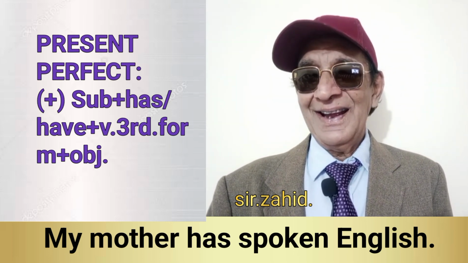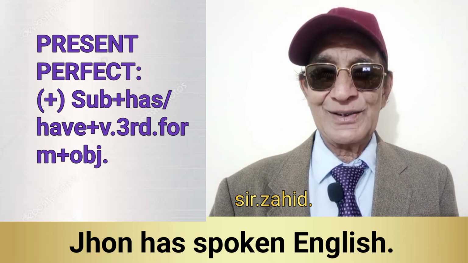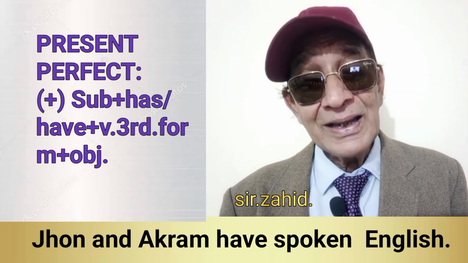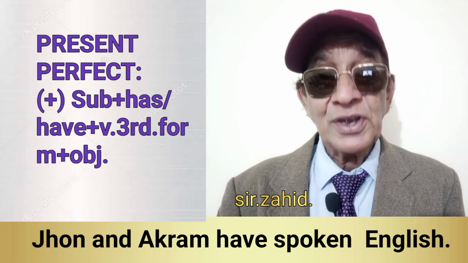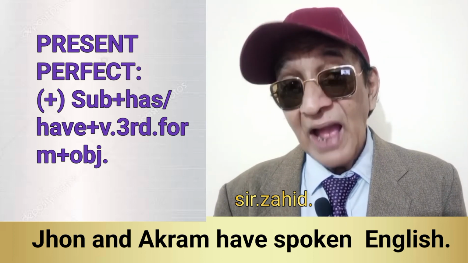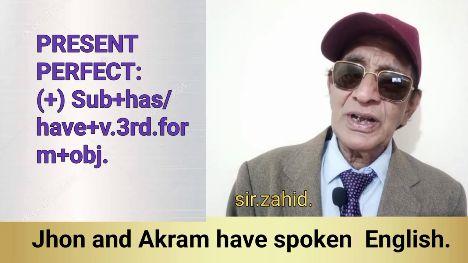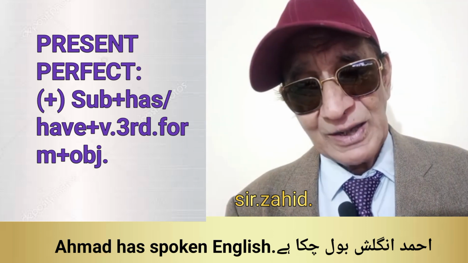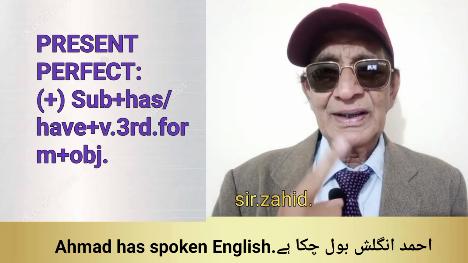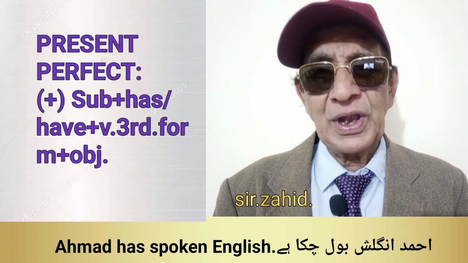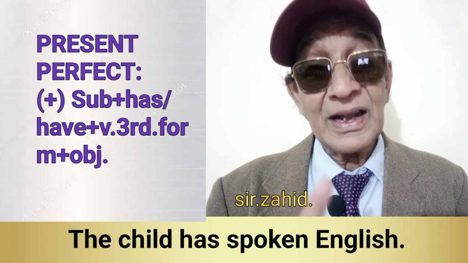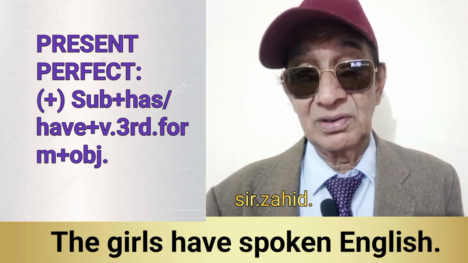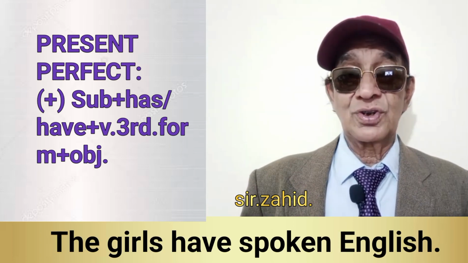And John has spoken English. John and Akram have spoken. The child has. Akram has spoken English. Ahmad has spoken English. My mother has spoken English. My father has spoken English. The child has spoken English. The child, it is singular number. The children have spoken. The girls, more than one girl, have spoken English.